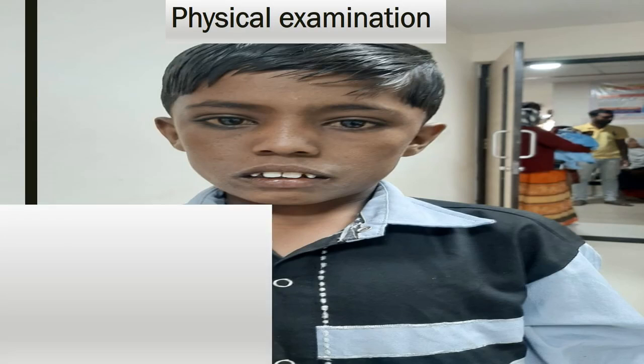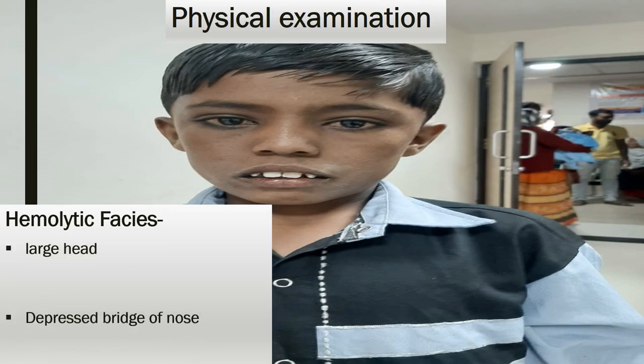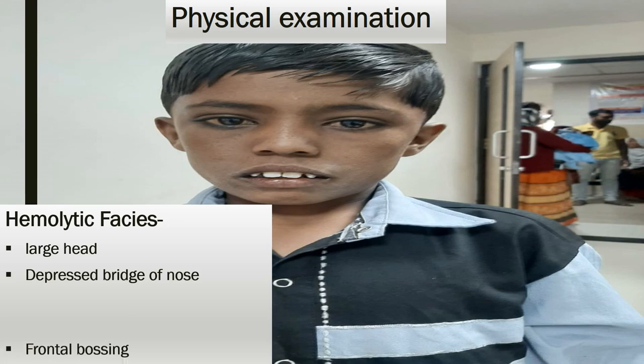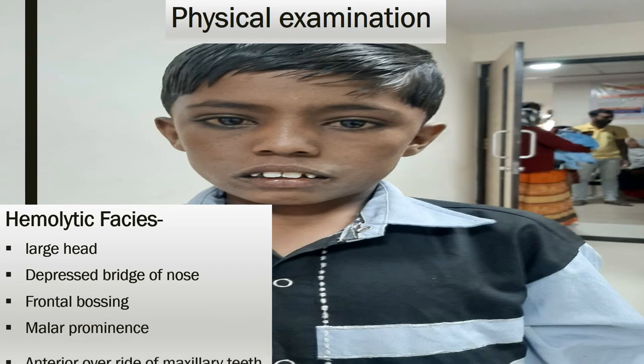In this picture, you can see the child is having the hemolytic facies: large head, depressed bridge of nose, frontal bossing, malar prominence, and anterior override of maxillary teeth. So all these characteristic hemolytic facies are present when the child is having hemolytic anemia.